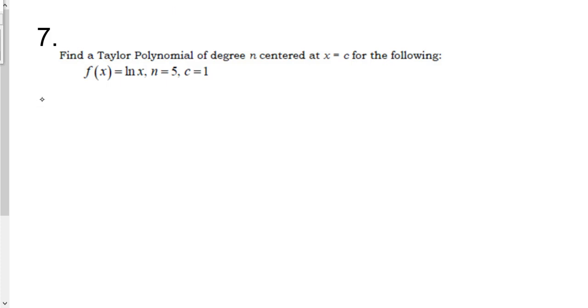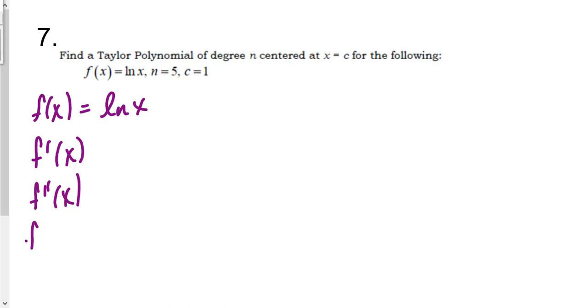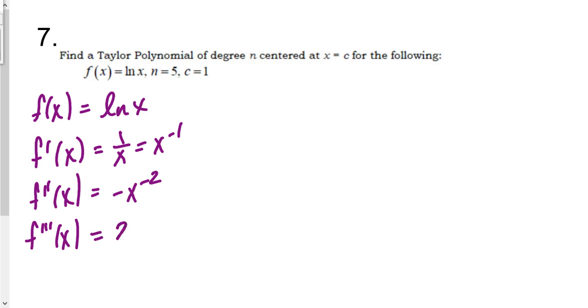Okay, start out with your function that is natural log, and then find a derivative, find a second derivative, find a third derivative. So let's start it together, actually. This is 1 over x, which is x to the negative 1. So the next derivative would be negative x to the negative 2. Then positive 2x to the negative 3, okay?